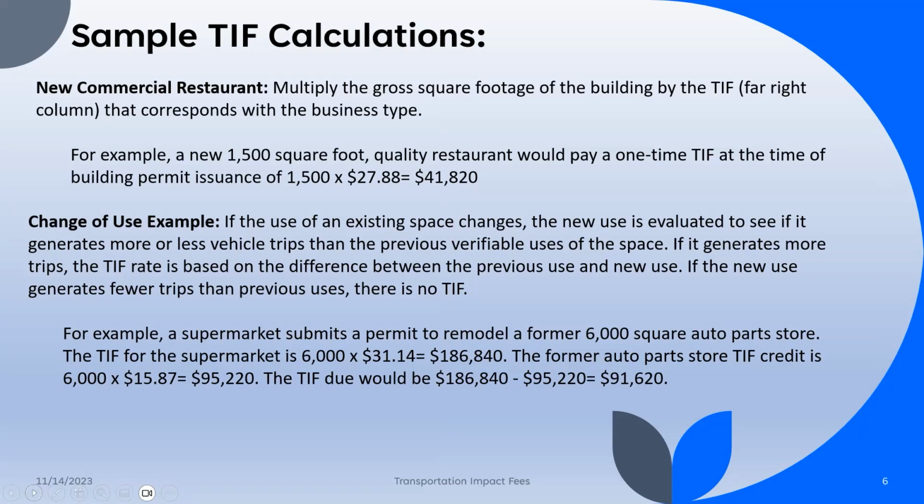So say a supermarket submits a permit to remodel a 6,000 square foot auto parts store. Pick something plausible here. The tip for the supermarket, without the offset, if they build a brand new one, would be $186,000 for a 6,000 square foot supermarket. And the auto parts store would be $95,000 if they built it. You subtract the two, and because of the increased trip rate, the supermarket would owe $91,000.